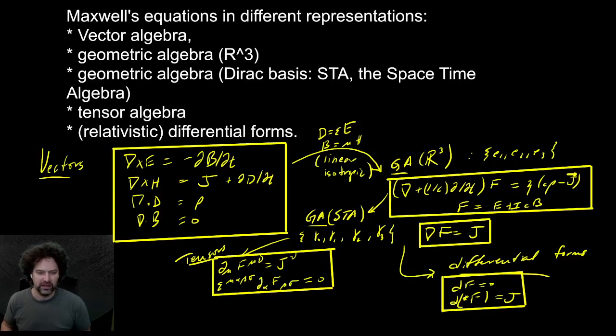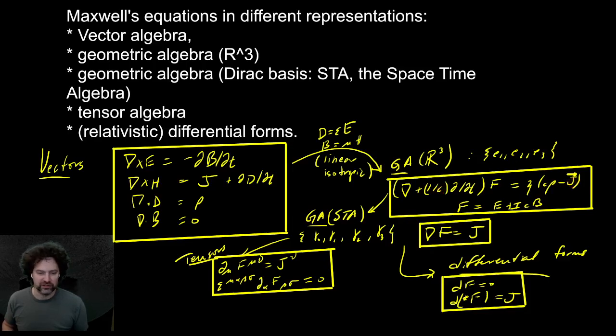In this video, I'm going to continue with our representations of Maxwell's equations. So we started off with the vector form of Maxwell's equations. We restricted that to linear isotropic media, where we have a linear relationship between our D and E fields and our B and H fields. And we found the geometric algebra form of Maxwell's equation, singular.